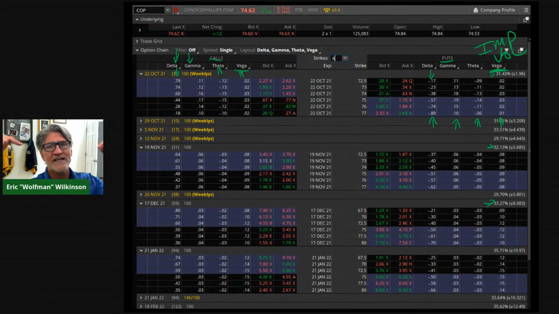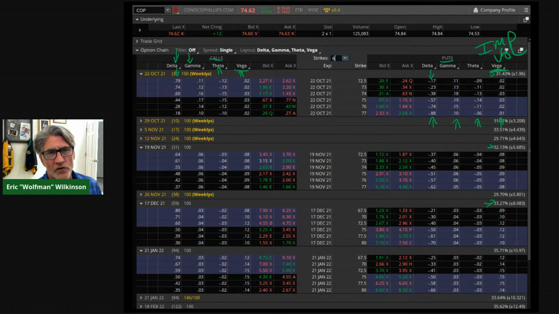So if the underlying went down, a negative move plus a positive delta makes that a negative delta, right? Does everybody follow me there? Or a negative move on the underlying plus a negative delta makes that a positive delta. Okay, so it would add in if we started moving down.